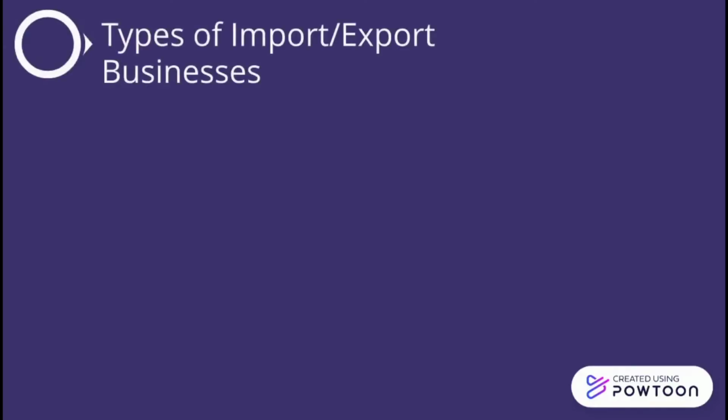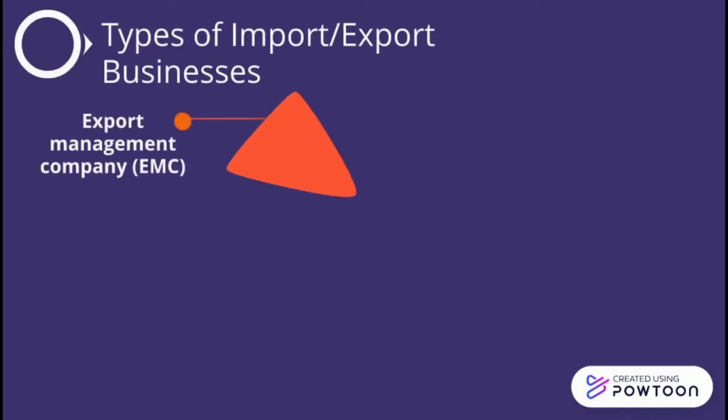Types of import or export businesses. Export Management Company or EMC. An EMC handles export operations for a domestic company that wants to sell its product overseas but doesn't know how. The EMC does it all, hiring dealers, invoicing customers, distributors, and representatives, handling advertising, marketing, and promotions, overseeing marking and packaging.